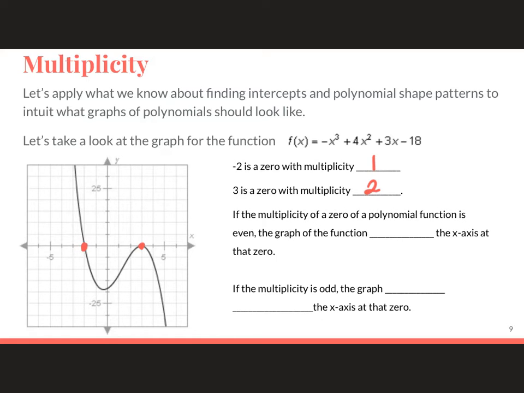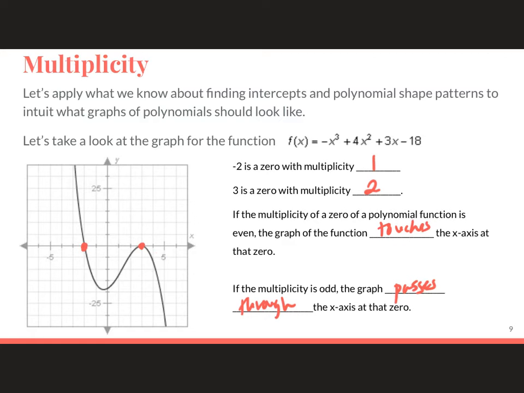Okay, so if the multiplicity of a 0 of a polynomial function is even, so in this case something like our x equals 3, then the graph of the function touches the x-axis at that 0. So we see that we actually touch the x-axis, but we don't actually go past it. And if the multiplicity is odd, then the graph actually passes through the x-axis at that 0. We want to look for multiplicity by seeing if we have a bump or a turn at the x-axis, because if we do, then we know that we have multiplicity greater than 1, because we're hitting that 0 multiple times.